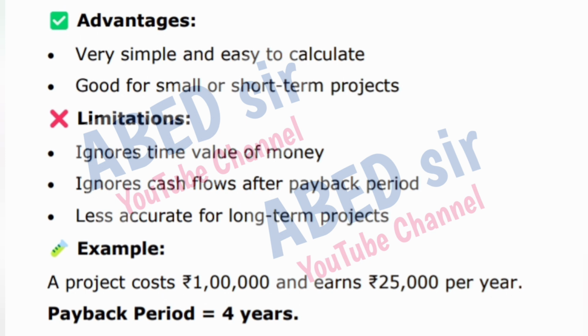Limitations. Ignores time value of money. Ignores cash flows after payback period. Less accurate for long-term projects. Example. A project costs 1 lakh rupees and earns 25,000 rupees per year. Payback period is equal to 4 years.